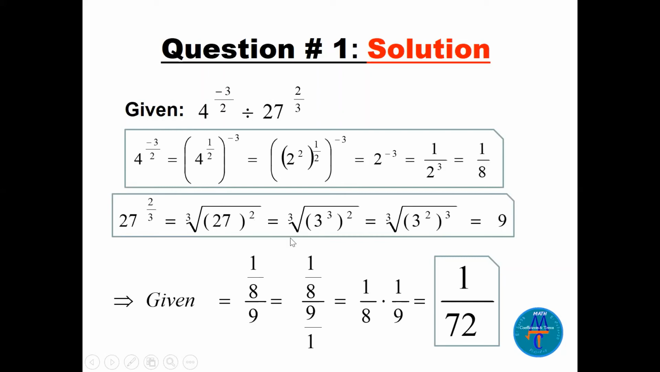1 over 8 divided by 9, 9 over 1. Remember, we have seen these fractions. When you divide 2 fractions, 1 over 8, you change this division into multiplication and you multiply by the reciprocal, 1 over 9. So 1 over 72 is the nice answer.